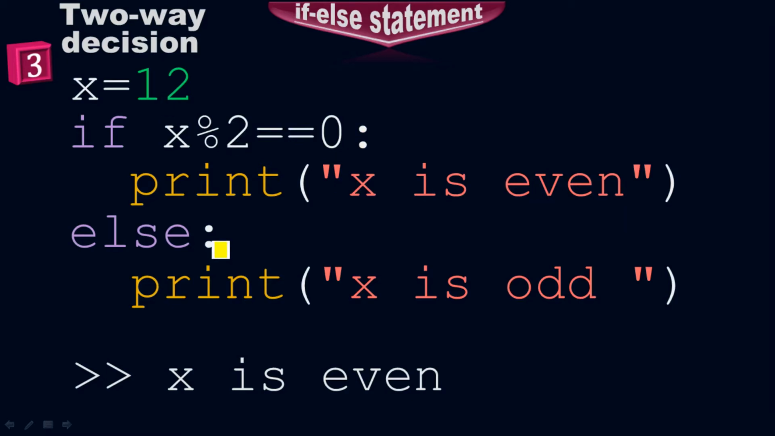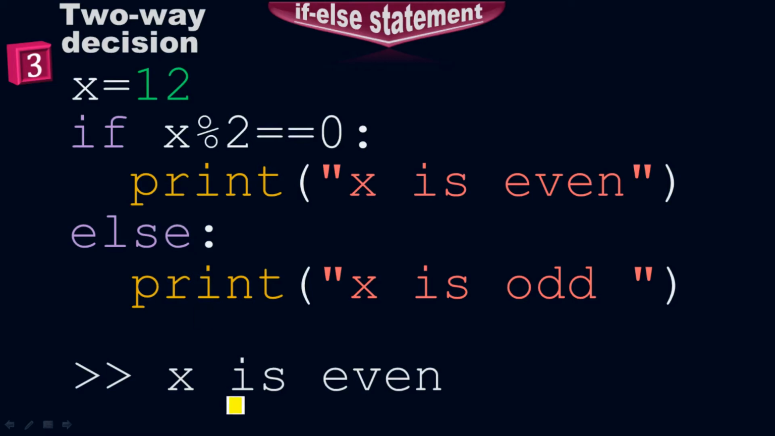Else, the second option is that x is odd. x can be odd or x can be even. So we have two ways, we have two options. One is the if statement, the other is the else statement. If the first condition is not satisfied, then the program will go for the second condition, which is the else condition. So we have two options.